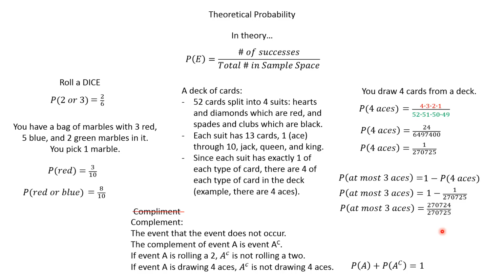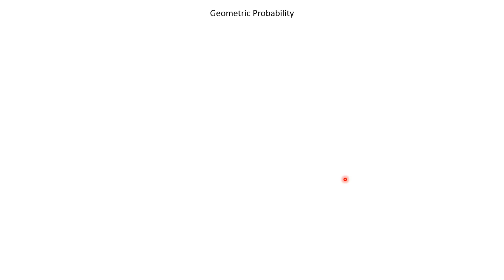So if we were to list out all the events, we would have to list out all 270,724 possibilities, and that does not sound like a good time. Using the complement was much, much easier. And so, again, that's theoretical probability. In theory, what's going to happen.